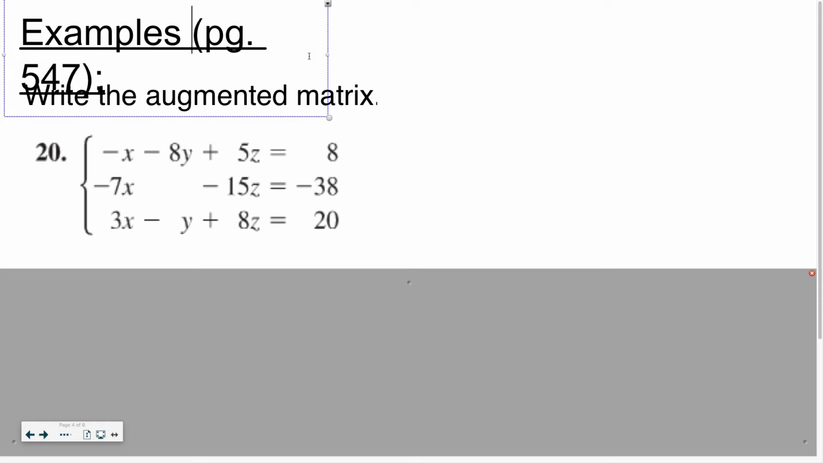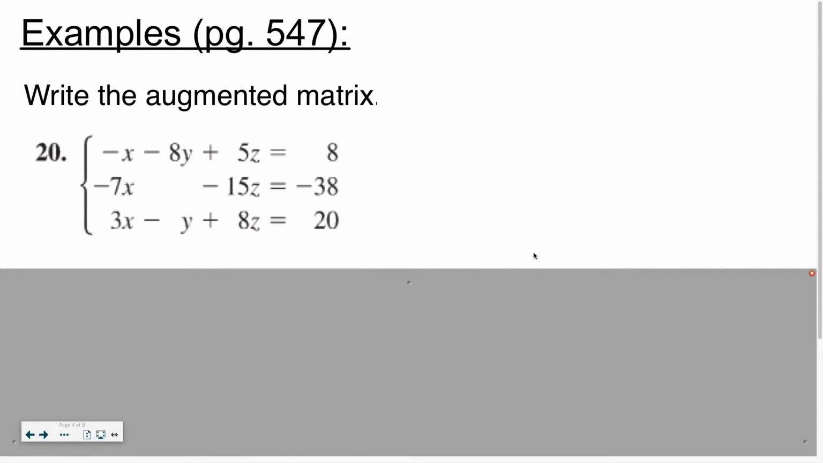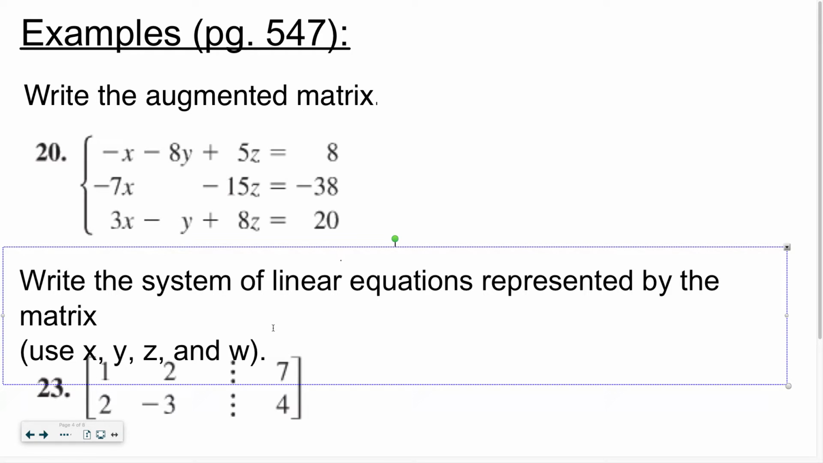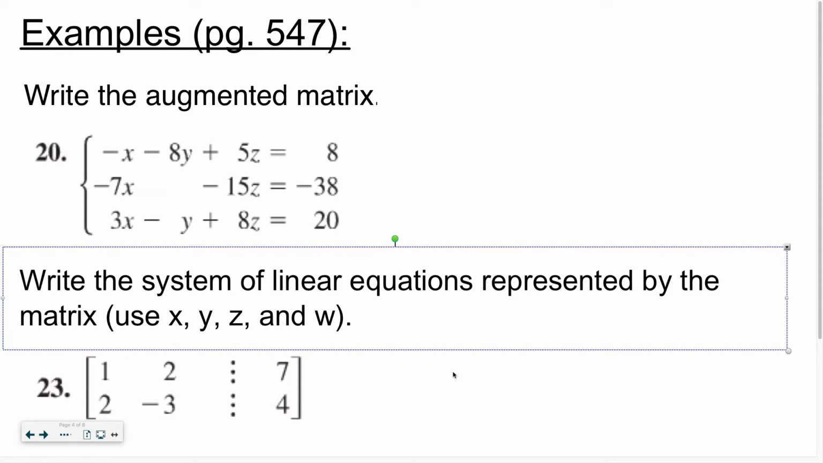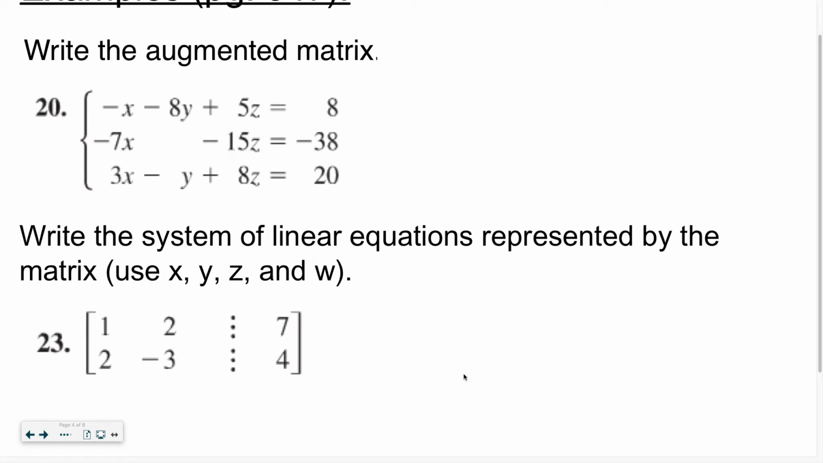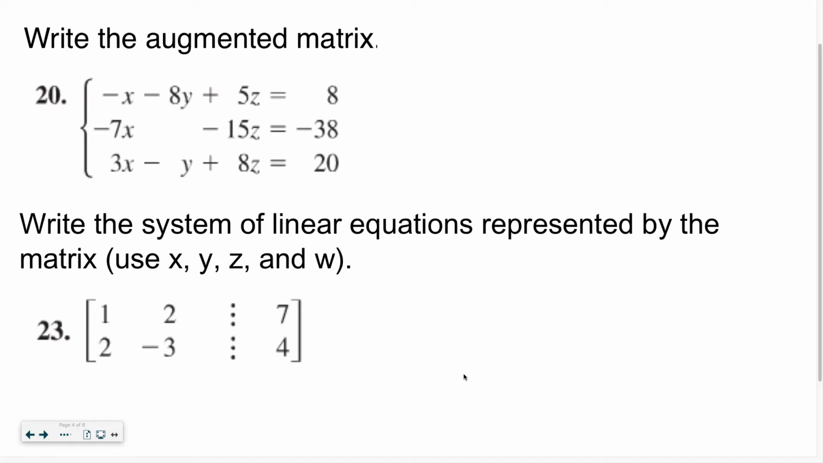They come from page 547, and it's number 20 and also 23. So this is page 547, number 20 and 23. And I'll give you a little bit of time. So in the first one, you're going to write the augmented matrix. In the second one, you're going to go reverse. You're going to write the system of equations represented by the augmented matrix.